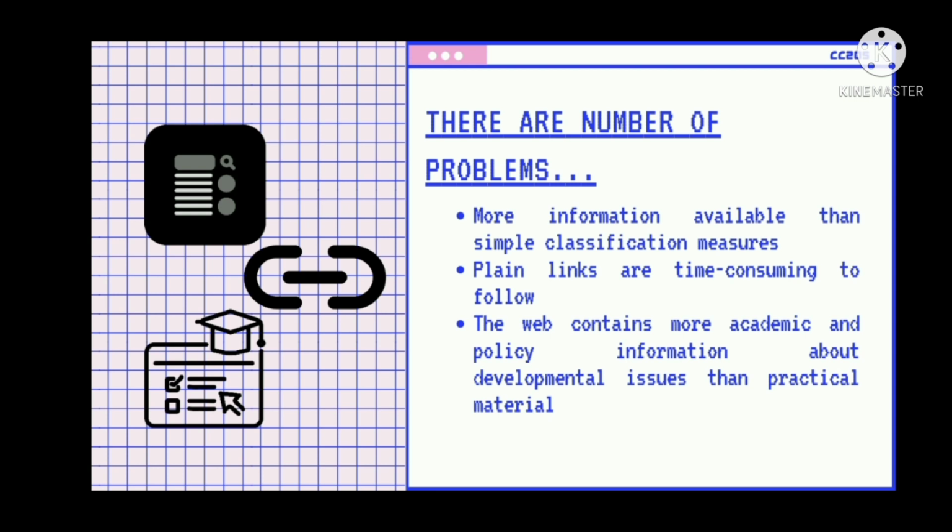There are a number of problems. First, there is more information available than simple classification measures such as keywords are able to cope with. Second, plain links with little or no description of what will be found are time-consuming to follow, especially if you are linked to an index page and then need to go through several more steps before finding the document that you thought might be of interest. Third, the web currently contains considerably more academic and policy information about development issues than practical material or locally produced evidence.